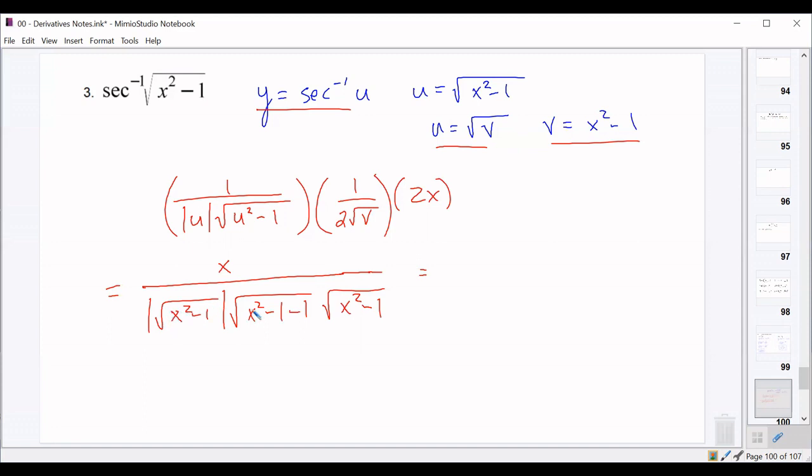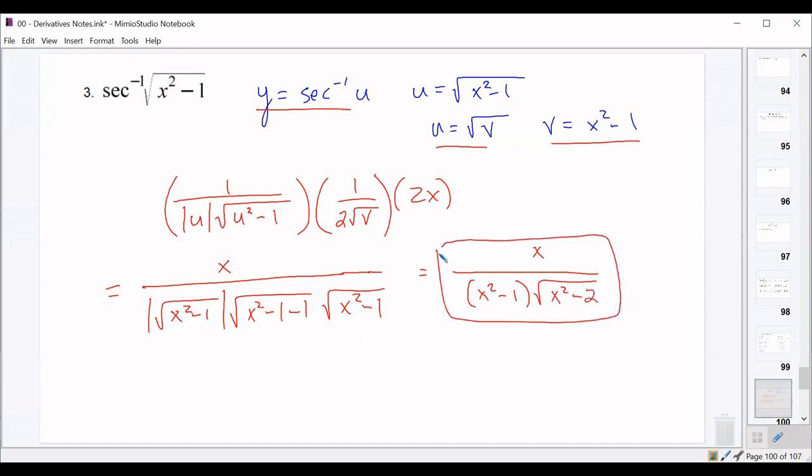So the square root of x squared minus 1 times the square root of x squared minus 1 is just x squared minus 1. And we'll multiply it by the square root of x squared minus 1, or x squared minus 2. And this is our final result. If you want to factor x squared minus 1 into x plus 1 times x minus 1, you can, but it's not necessary.